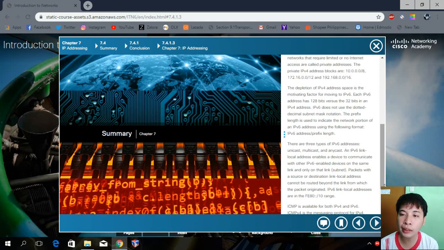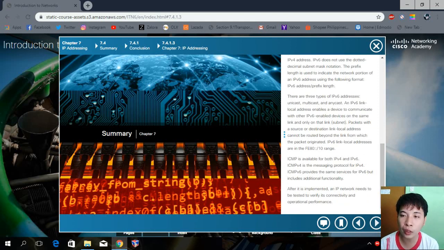An IP version 6 link-local address enables a device to communicate with other IP version 6 enabled devices on the same link and only on that link, the subnet. Packets with a source or destination link-local address cannot be routed beyond the link from which the packet originated. IP version 6 link-local addresses are in the FE80::/10 range.